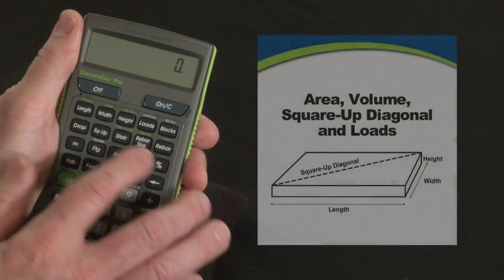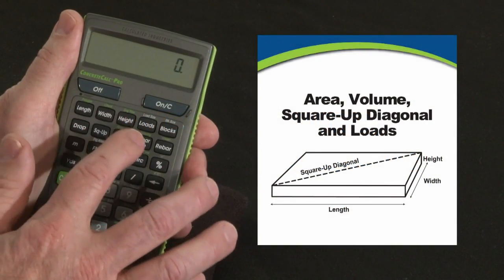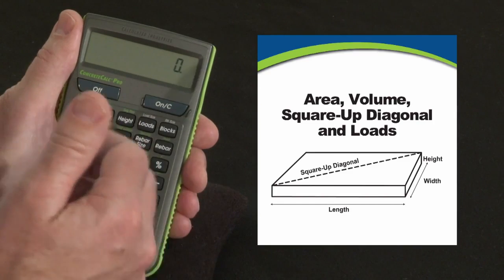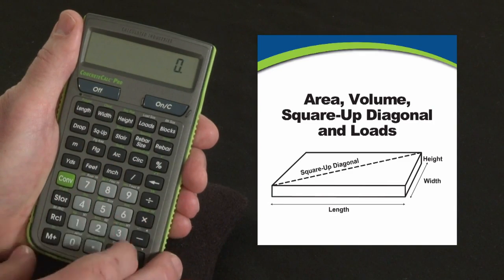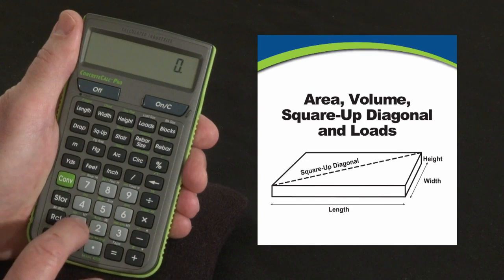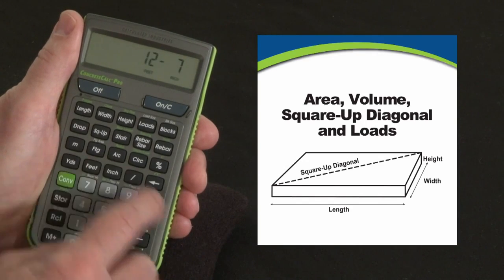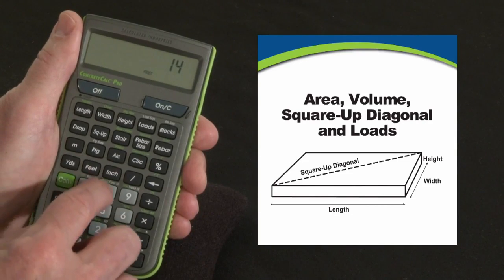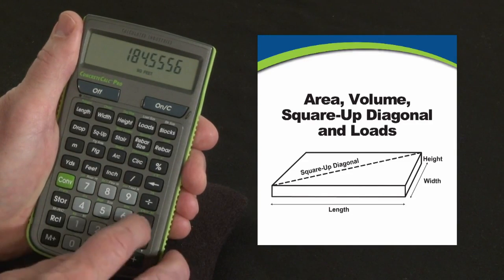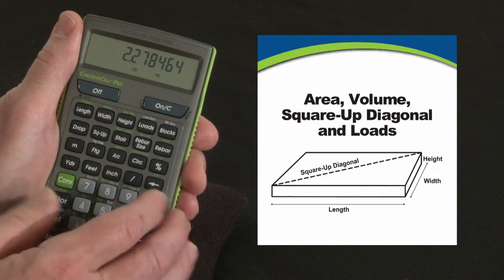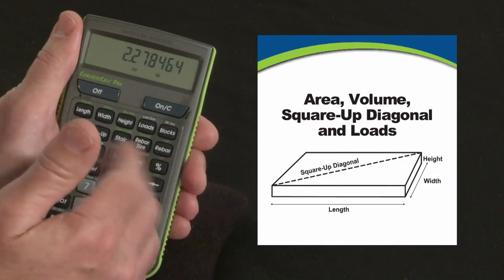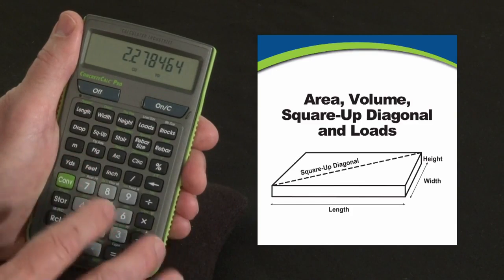Now let me show you how to use your ConcreteCalc Pro's length, width, and height functions to calculate areas, volumes, square up diagonals, and loads. You can always calculate volumes and areas the mathematical way: 12 feet 7 inches by 14 feet 8 inches equals square footage, times 4 inches equals cubic yardage, which is good, and now you need to go back through and calculate for your diagonal and then for your perimeter. But there's an easier way.